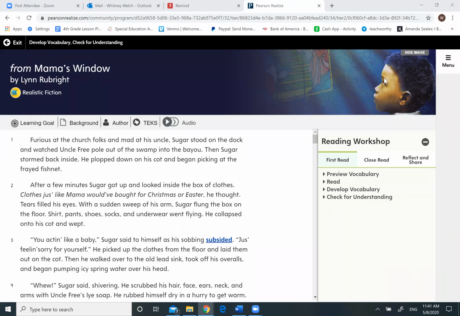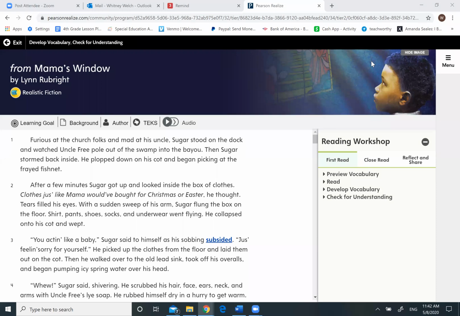Yaretsi? Shema? Edgar? How do you know when you're reading a story that it's realistic fiction? We know fiction means fake, but what's the realistic part? Stephanie? That it might happen in real life. Yes, that it could happen in real life.